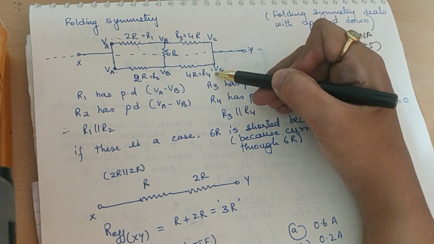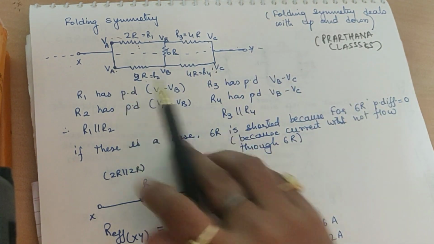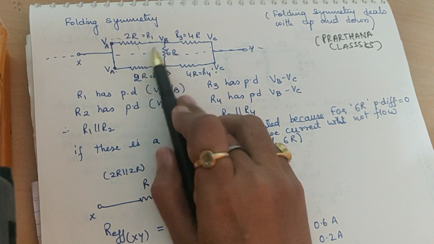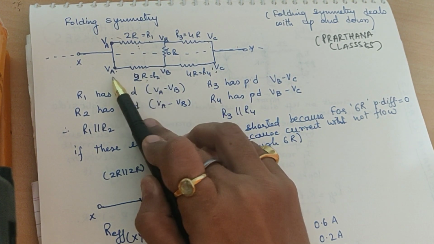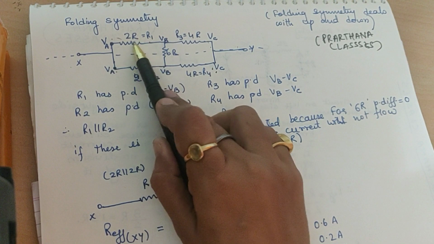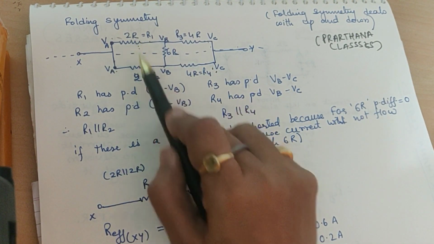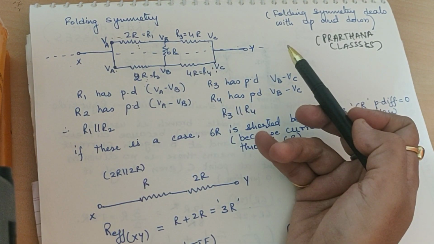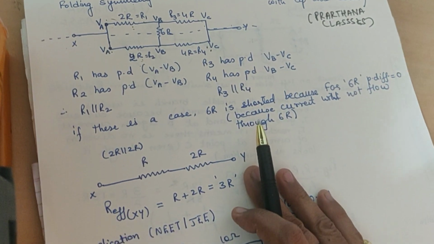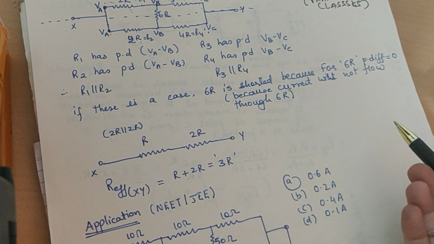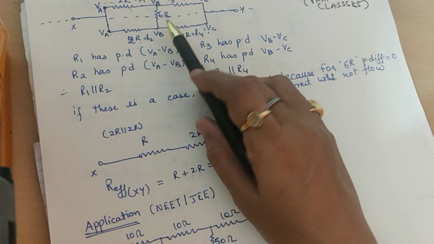Fine. Now you can see that for this resistance, what is the potential difference? VA minus VB. For this resistance, what is the potential difference? VA minus VB. So what do you say about these two? These two are connected parallelly, and you know what is the parallel combination of 2R and 2R? It is R. Fine. You can find out with the formula 1 upon R1 plus 1 upon R2 is 1 upon R effective, like this.